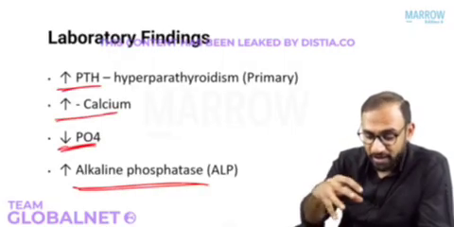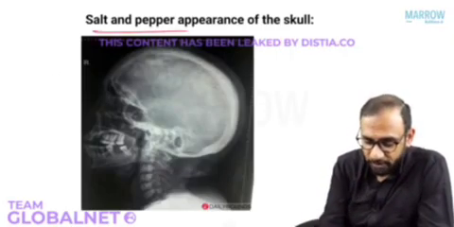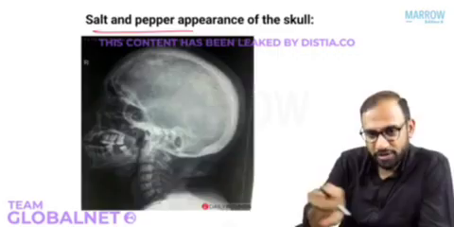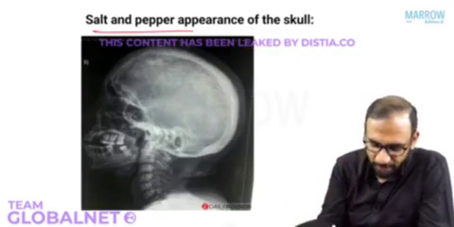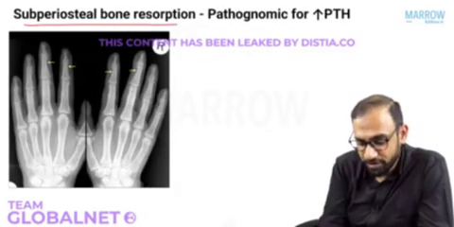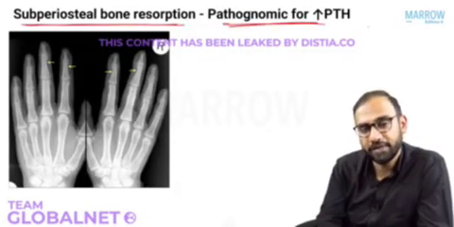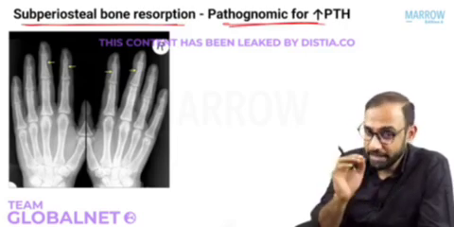So, let's go into the details of what is this salt and pepper skull. Salt and pepper skull looks like you have put both salt and pepper in one place. So there will be these tiny black dots here. So salt and pepper skull. Subperiosteal bone resorption. This is very pathognomonic of primary hyperparathyroidism. So bone starts to get resorbed under the periosteum in the phalanges.